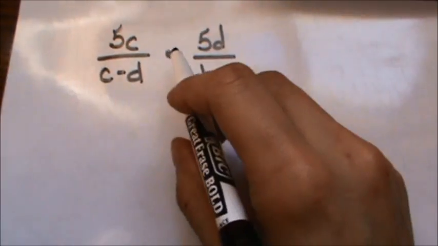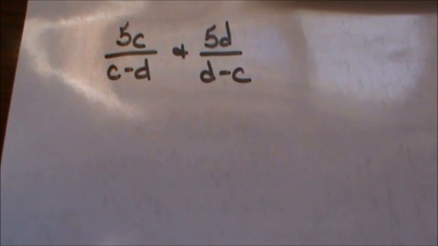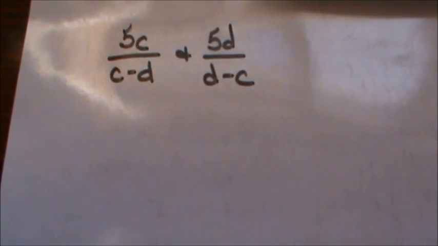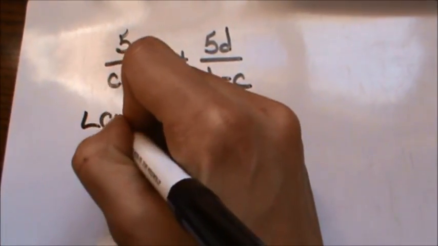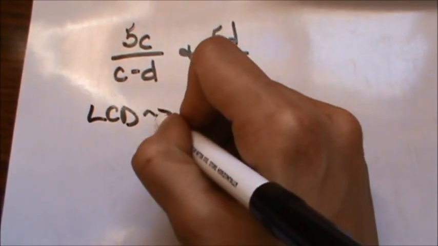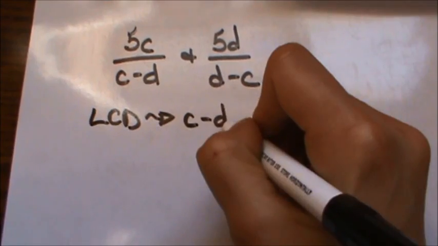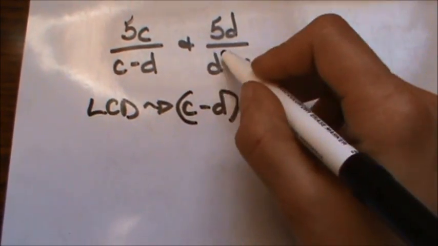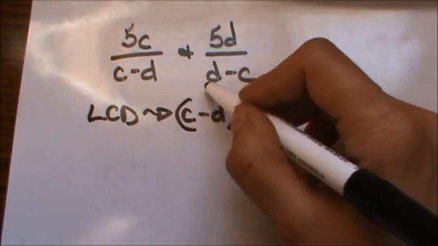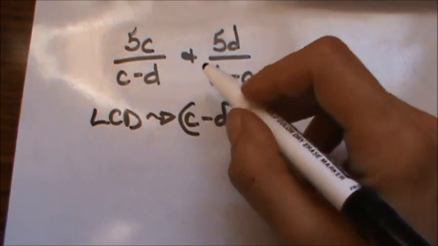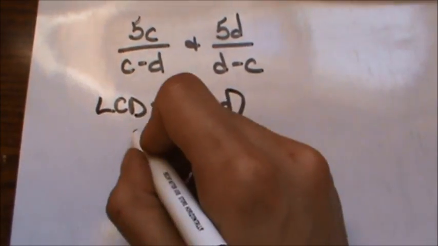Alright, now we're adding two fractions. First thing I need to do before I can add these two fractions is check if they have common denominators. In this case, they don't. So I must find the LCD. I'm going to consider the LCD in this case to be c minus d, because I know that this denominator here is just the opposite of c minus d.